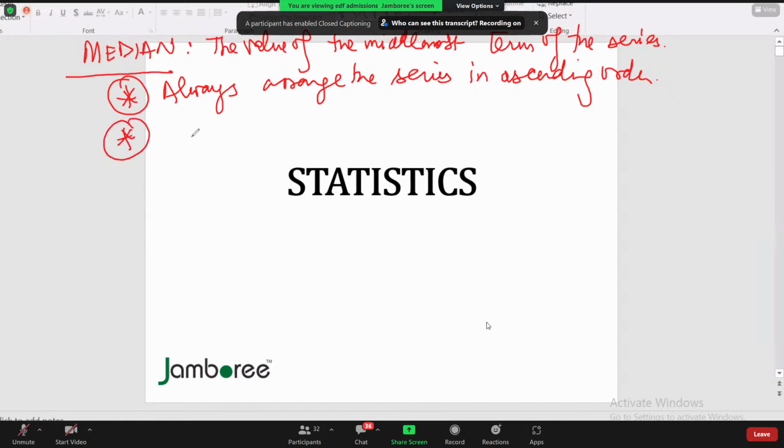And then we always apply the formula for finding out the median as n plus 1 by 2th term.